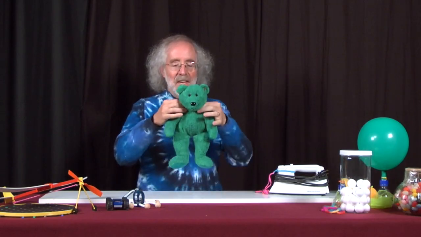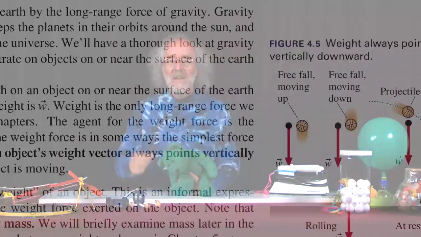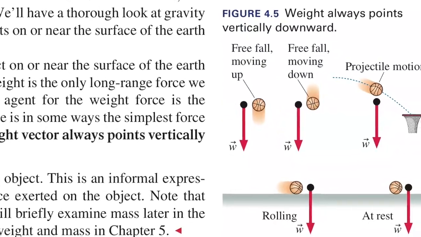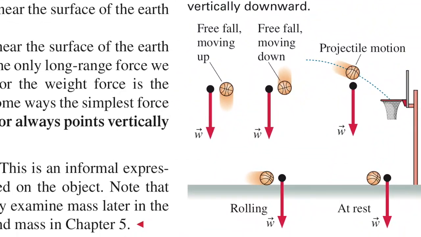Let's take a look at the forces that we're going to work with in chapters 4 and 5 and going forward. The most ubiquitous of all these forces, the one you can't escape, is weight. Okay, this bear on the table experiences a weight force. It's the force of gravity, and it's always pulling down. That's one you know about.